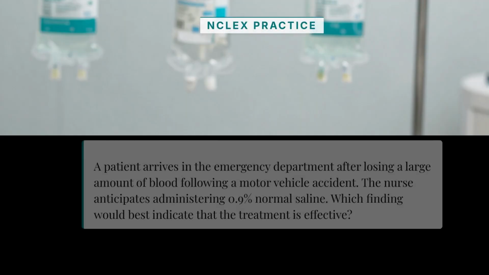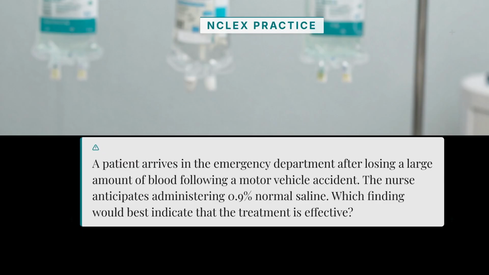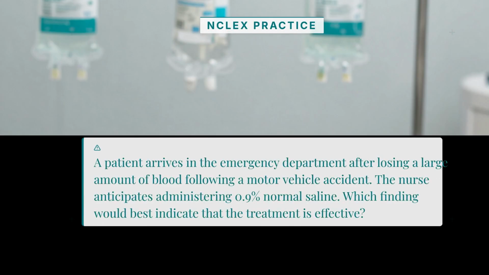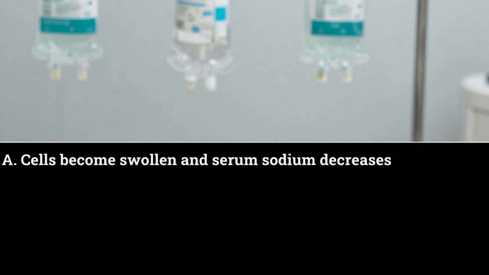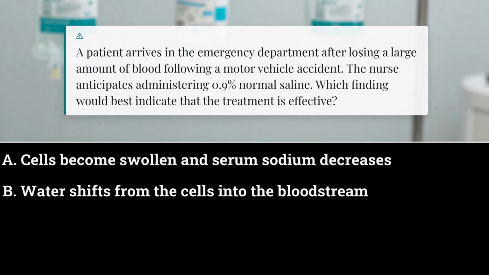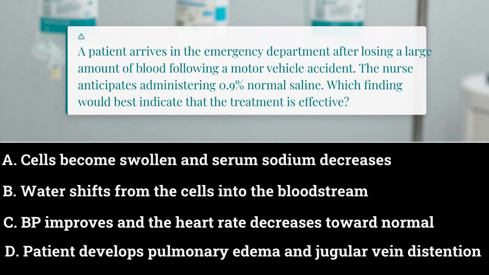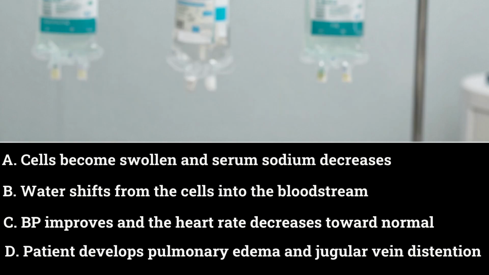A patient arrives in the emergency department after losing a large amount of blood, following a motor vehicle accident. The nurse anticipates administering 0.9% normal saline. Which finding would best indicate that the treatment is effective? A. Cells become swollen and serum sodium decreases. B. Water shifts from the cells into the bloodstream. C. Blood pressure improves and heart rate decreases toward normal. D. The patient develops pulmonary edema and jugular vein distension. Take a moment to think.